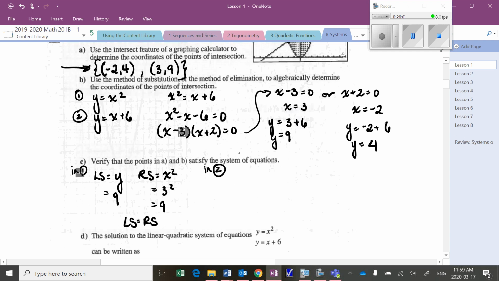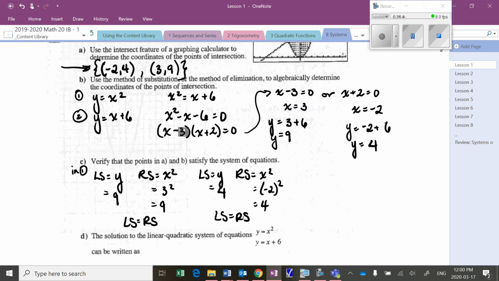We need to do that first one again, but with that second point, negative 2, 4. So then left side is equal to y, which is 4, and the right side is x squared, which is negative 2 squared, also 4. So left side equals right side. So if we had used a modified equation to find it, then we'd actually have 4 verifications essentially that you'd need to do. Okay.